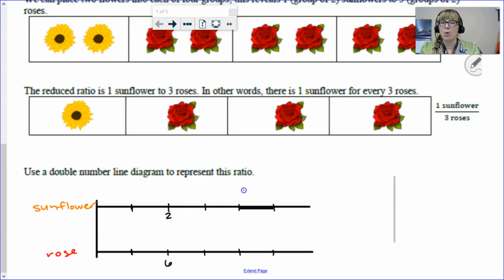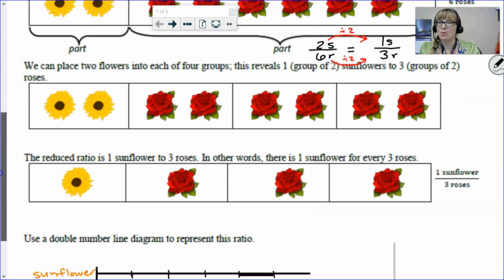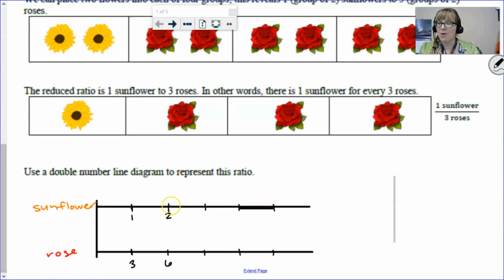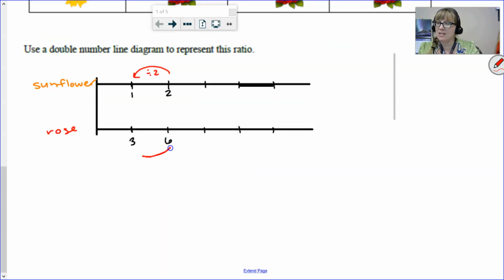Now we need to figure out what we're going to do for the rest of these markings. Well, partway between 0 and 2 would be 1. Partway between 6 and 0 would be 3. Here are some ways that we can do this, and again it's going to tie into the work that we showed here. Since I'm going halfway in between, I'm going to divide by 2. So 2 divided by 2 is 1. And 6 divided by 2 is 3.